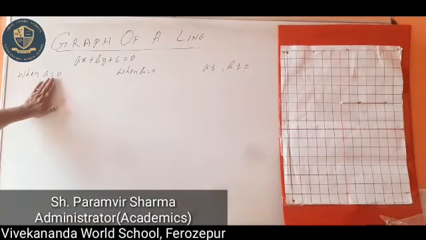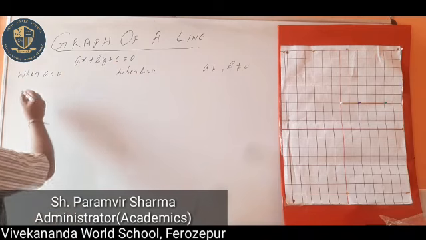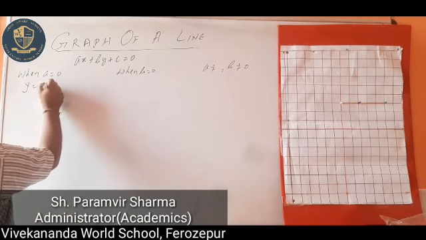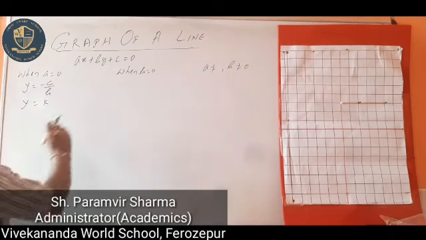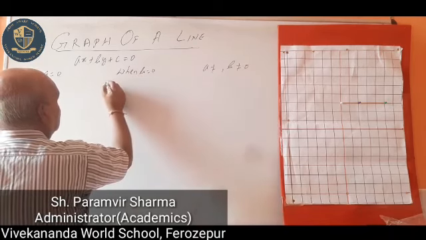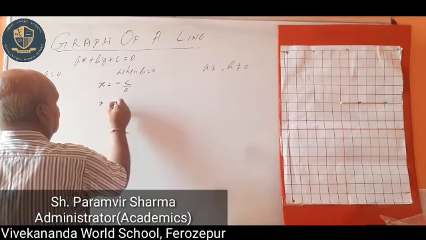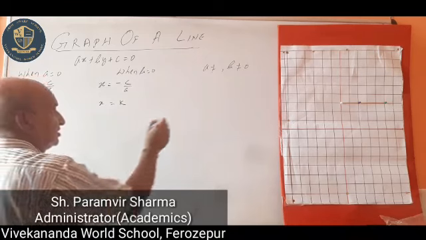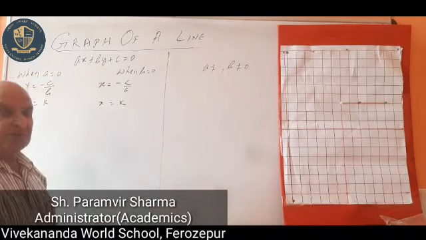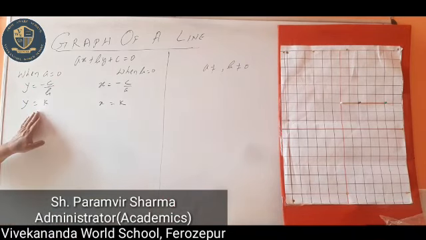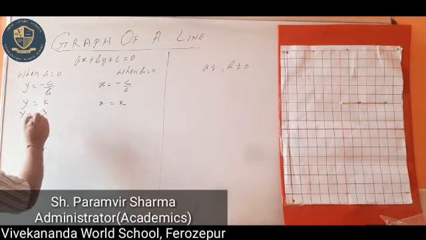There are three cases. When a is 0, it will be of the form y is equal to minus c upon b, or say y is equal to k. And when b is 0, then it will be of the form x is equal to k. And the third case is when a and b are not equal to 0. In the first case, when y is equal to k, for example, we are considering y is equal to 3.